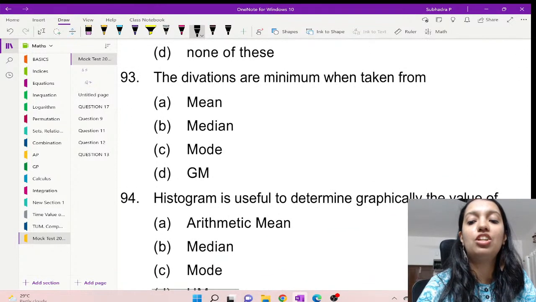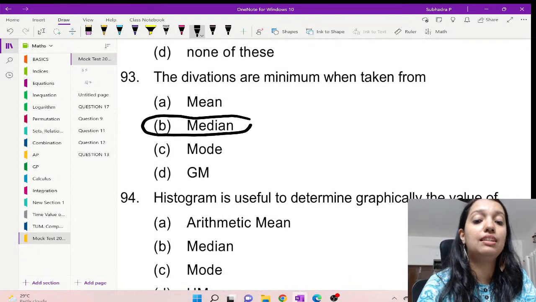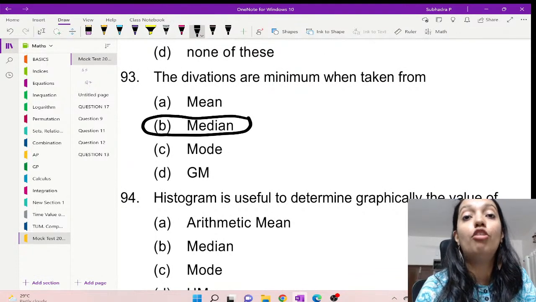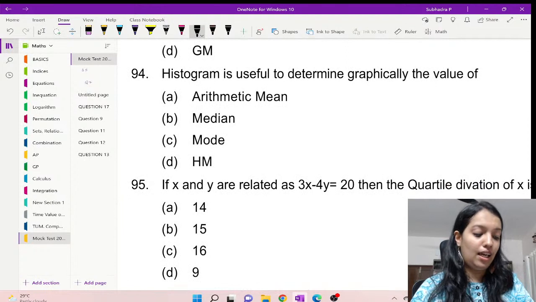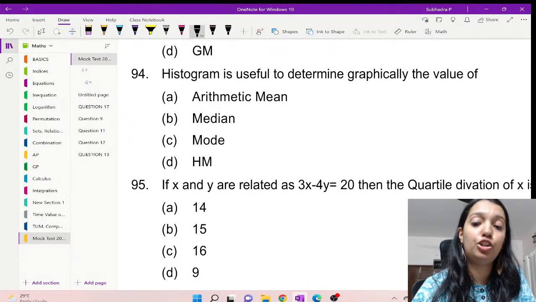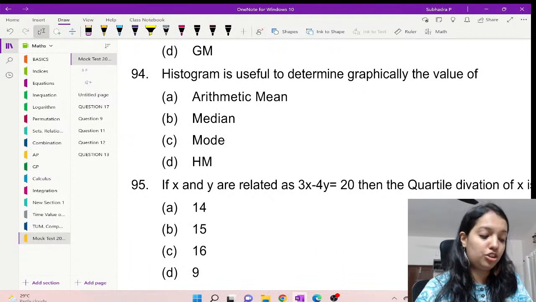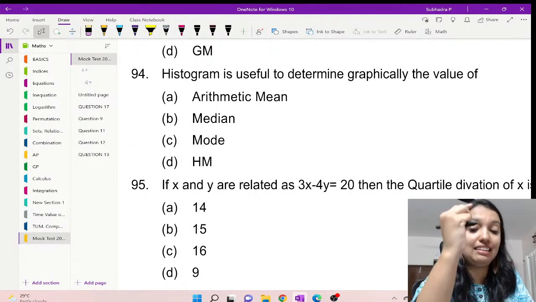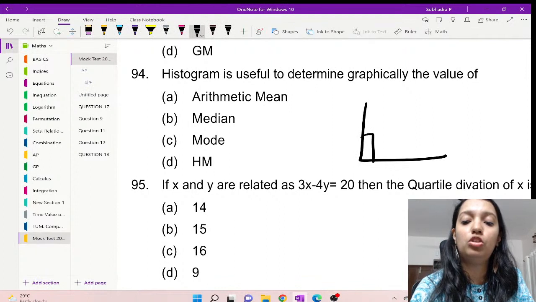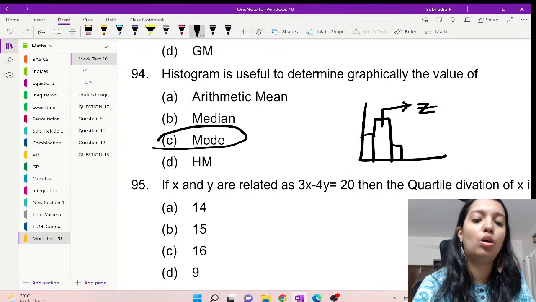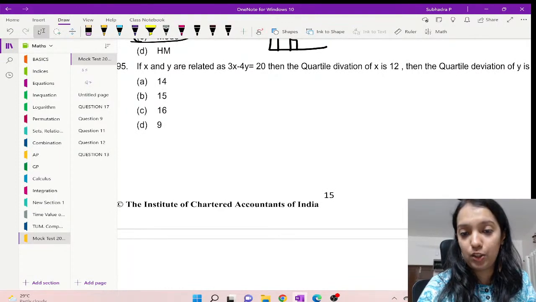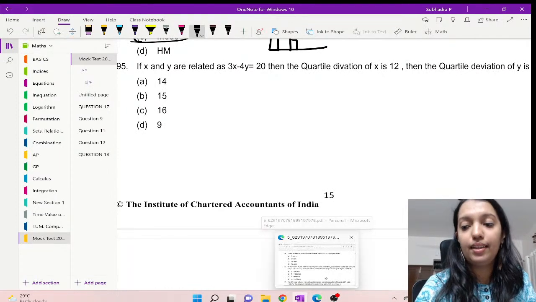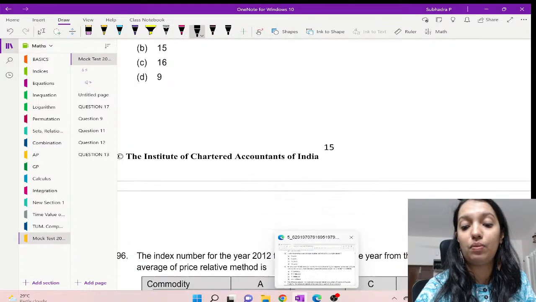Next, deviation is minimum when deviation is taken from. This is the minimal property of median. Median has minimum deviation. Next, histogram is useful to graphically obtain value of. Histogram means you can obtain highest frequency. Histogram almost looks like this. So this represents highest frequency, which is mode. Option C. If x and y are related as 3x minus 4y is 20, quartile deviation of x is 12, then quartile deviation of y is equal to dash.